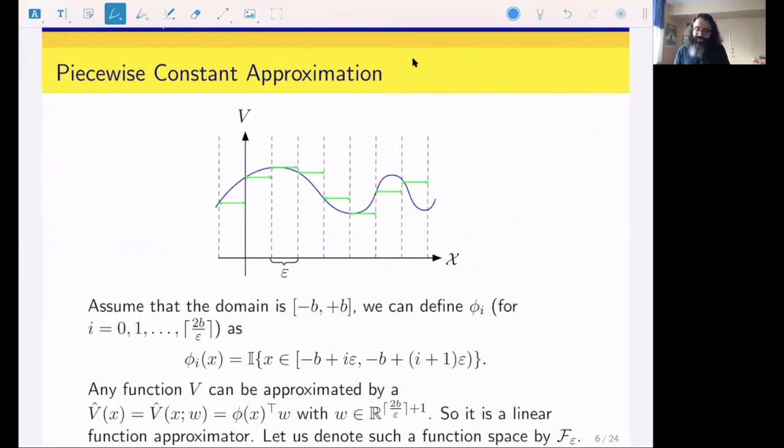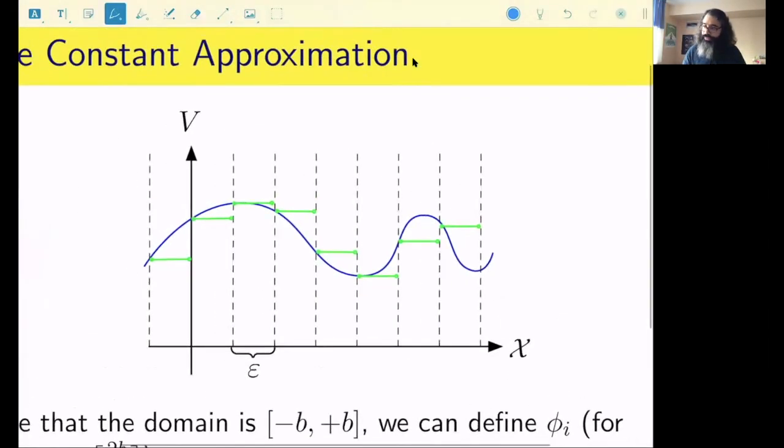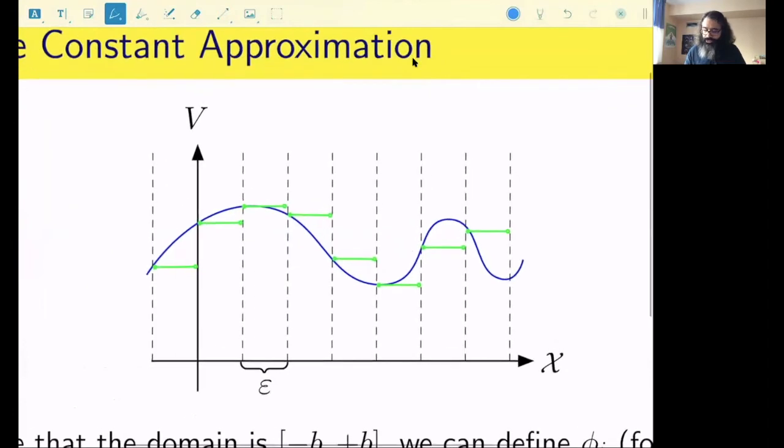Okay, so just a very simple example of what a function approximation might look like. This is also a linear function, and can be represented as a linear function approximator too. So suppose we have this blue function, and we want to represent it with some function approximation. A simple function approximation would be a piecewise constant function.